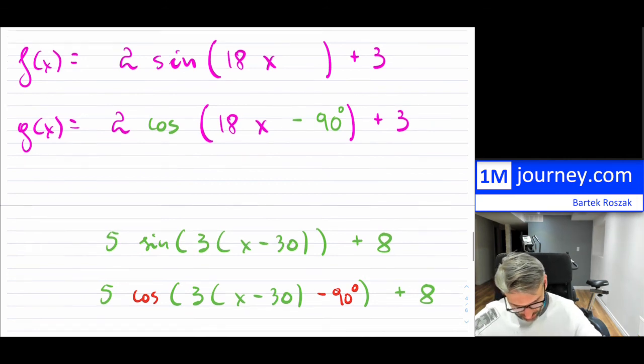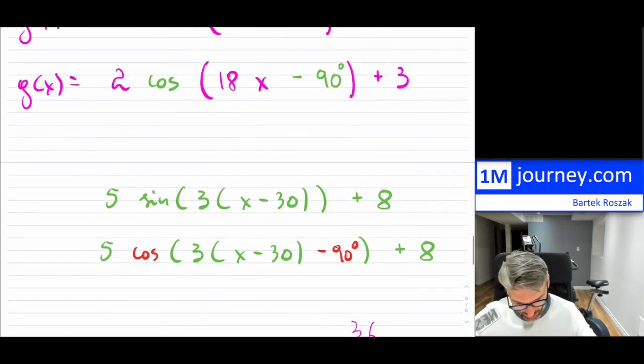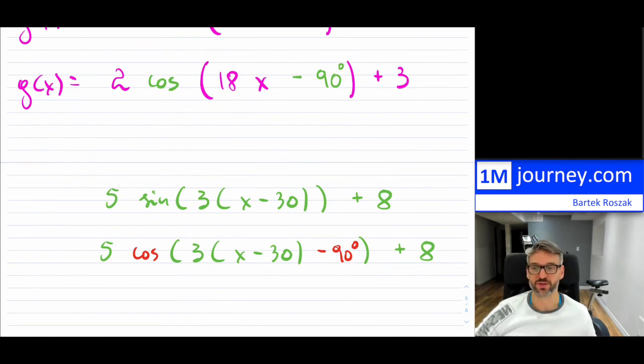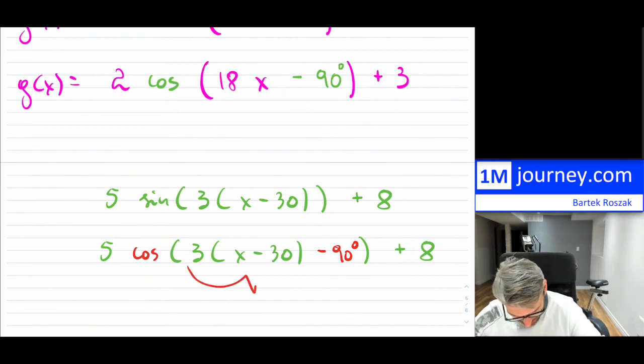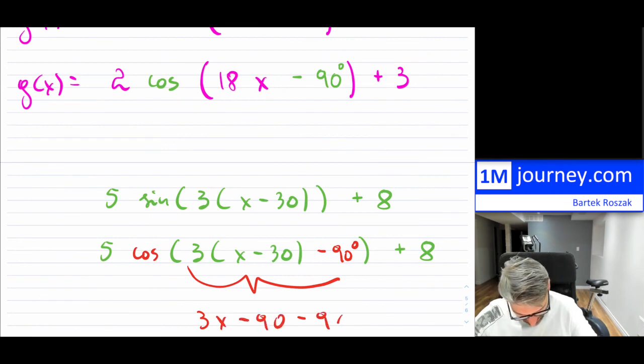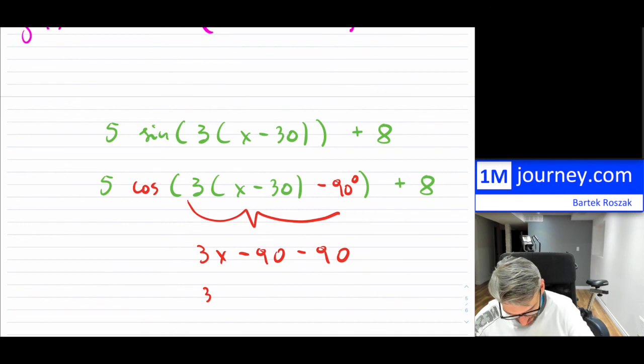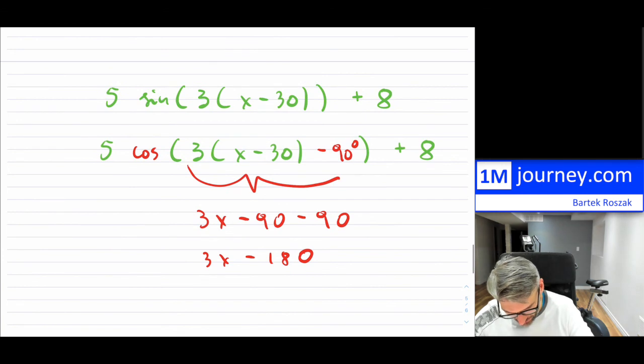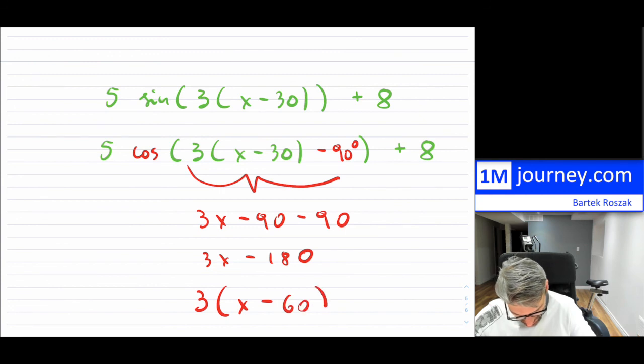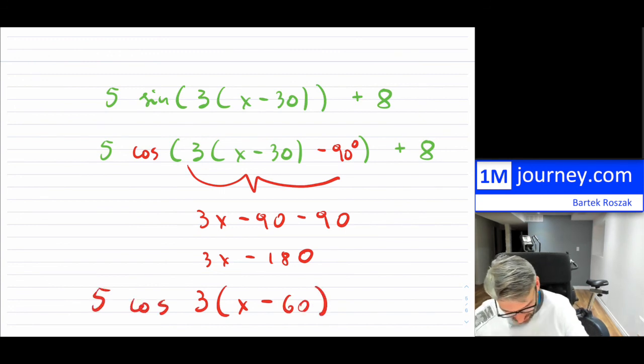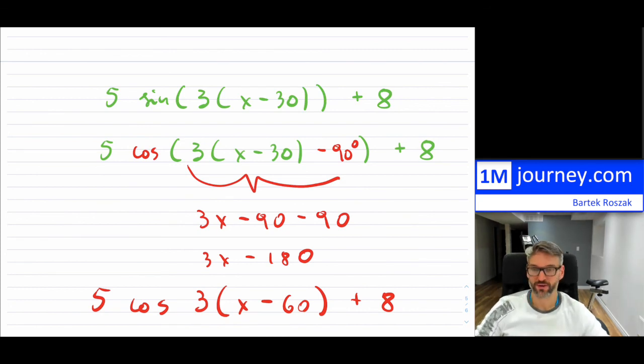If you still want to keep it in the form of the transformations, where it's a cos, d, and so on, then you're going to have to simplify this. This is 3x minus 90 minus 90, which is actually 3x minus 180 in total. Now you can factor out the 3, so it'll be x minus 60. That's what you would have had.